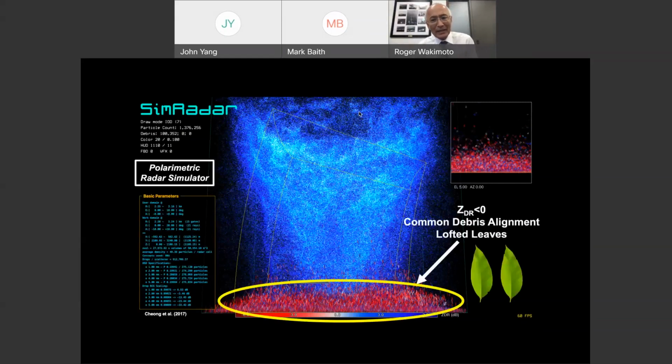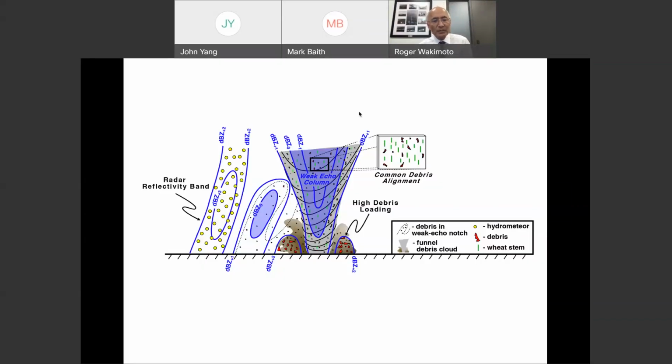And so what does that mean? It means just like this schematic of lofted leaves in the bottom right shows, these leaves are primarily being oriented just the way you see in this picture, with their vertical axis up and down. Because of that, you're getting more return vertically polarized than horizontally polarized, and that would give you a negative ZDR. Again, this is somewhat fascinating. I wouldn't think that debris would orient this way, in a preferred way, but that's apparently what's happening.